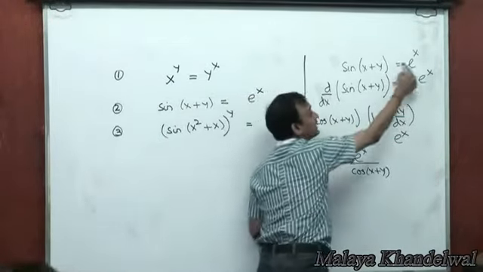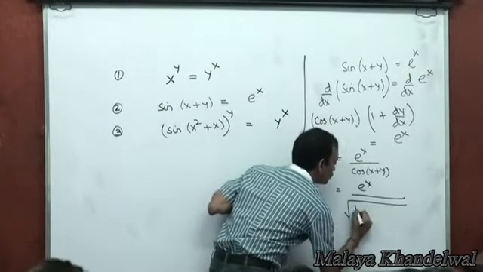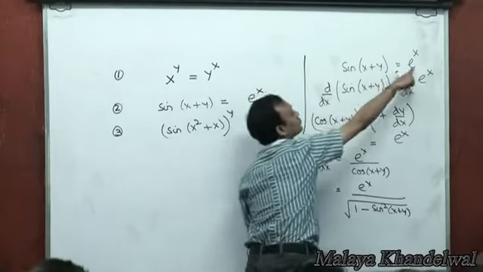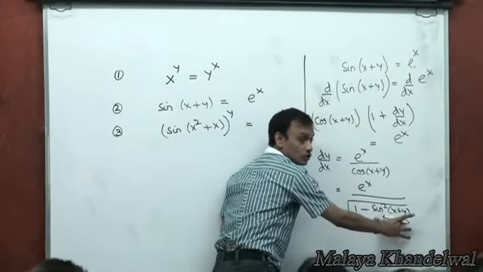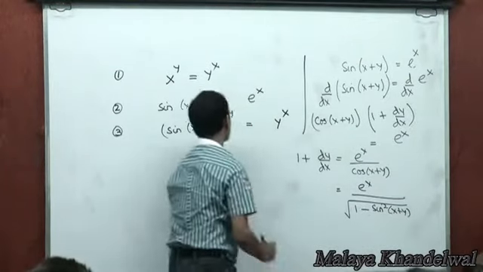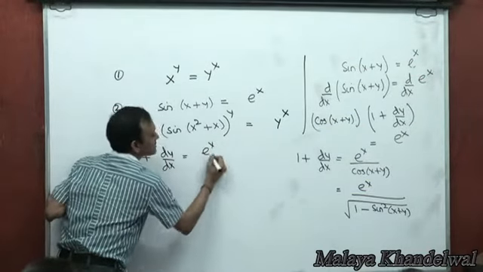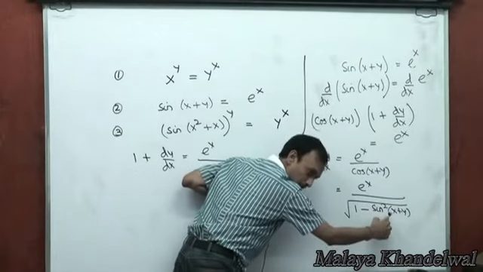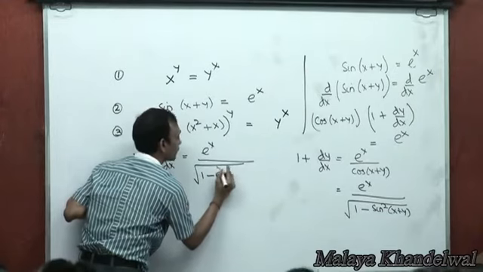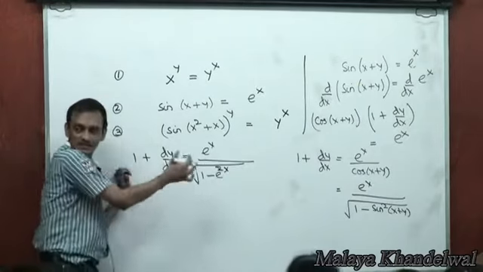And now, since sine(x plus y) is e power x, cos(x plus y) would be root of 1 minus sine squared (x plus y), where sine(x plus y) could be written as e power x. So this becomes e power 2x. So e power x divided by root of 1 minus e power 2x. So 1 plus dy/dx is e power x divided by root of 1 minus e power 2x, right? So dy/dx would be this minus 1, etc.